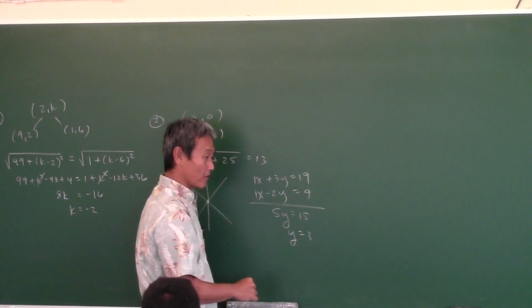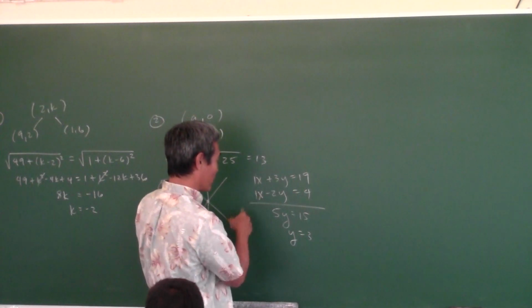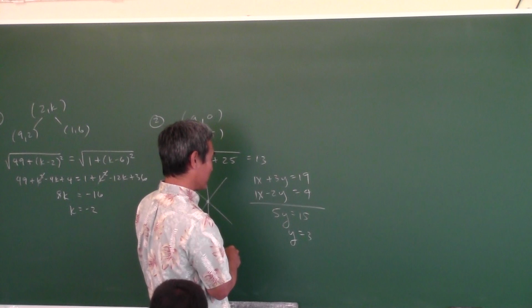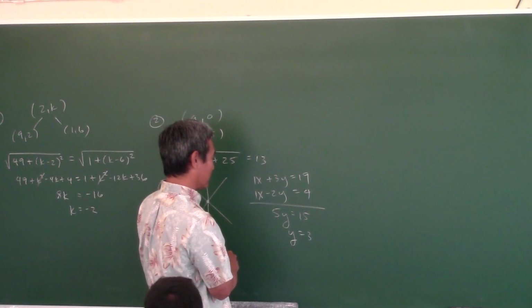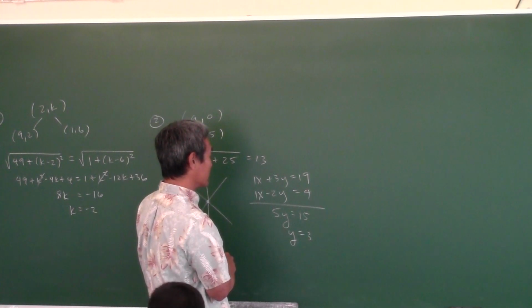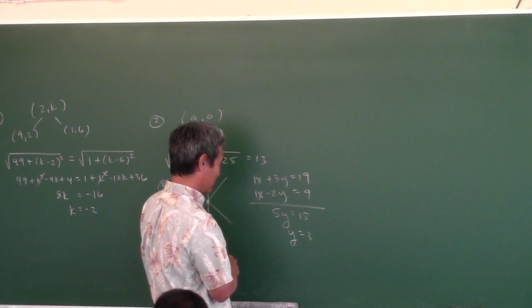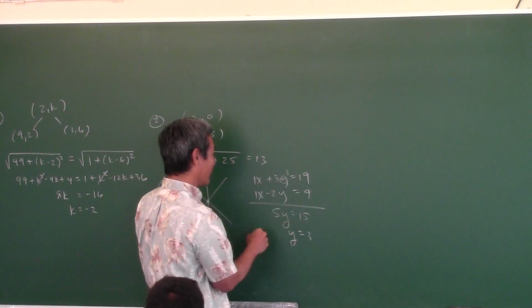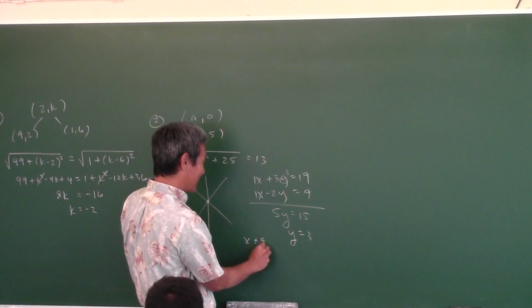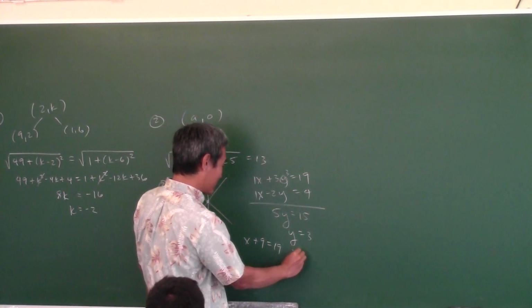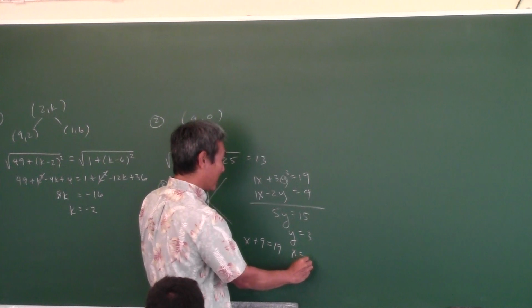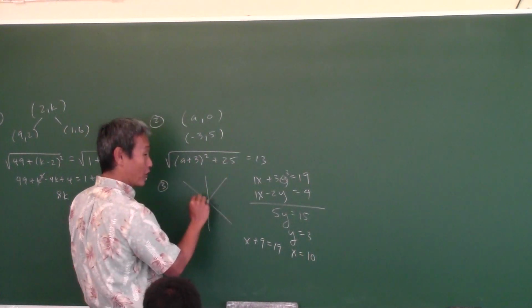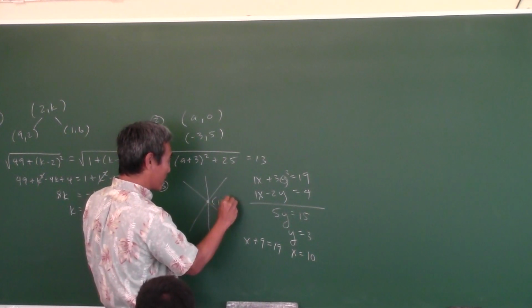How do I figure out the x coordinate? You plug it back into one of these. Which one looks easier? Just pick one then. I don't care which one looks easier. Okay, plug it in there. So x plus 9 equals 19. Therefore, x equals 10. Therefore, the first and the third lines intersect at the point (10, 3).